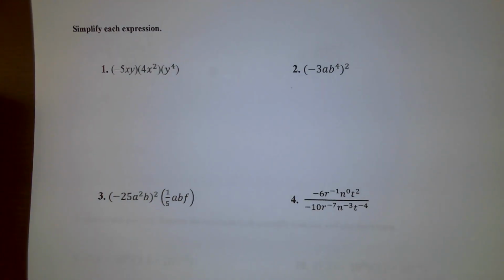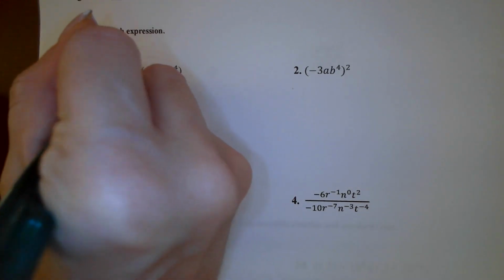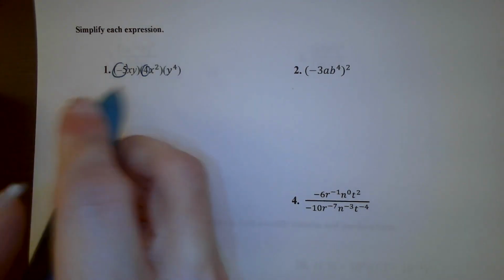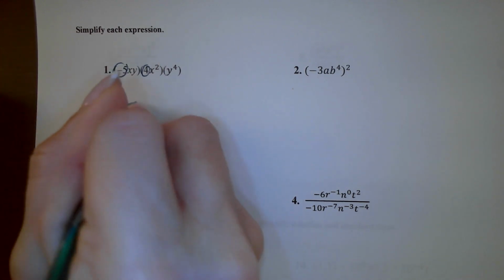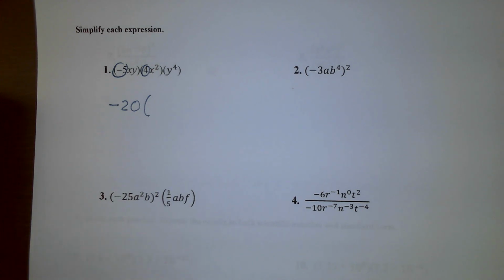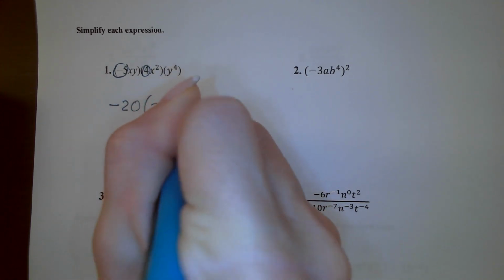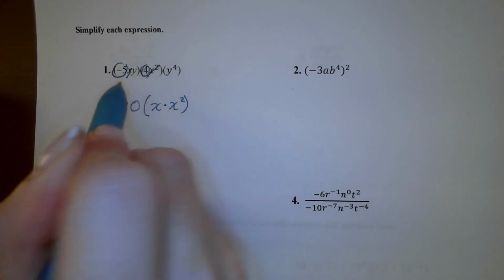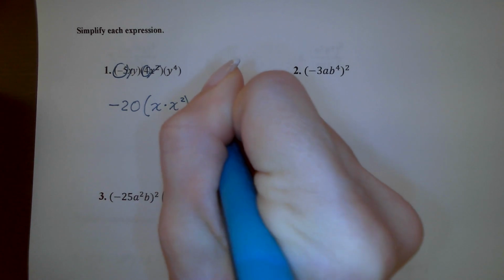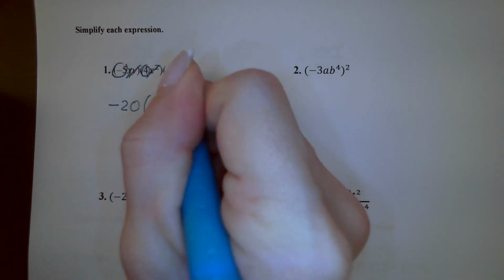So starting off, number 1, I see I have 3 terms I'm multiplying. So first we multiply the constants in the front. So that'll be negative 5 times 4 is negative 20. And then I want to match up my matching bases. So I have x times x squared. And then y times y to the fourth, y.